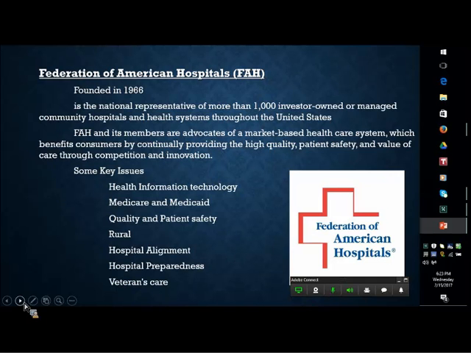It is the national representative of more than 1,000 investor-owned or managed community hospitals and health systems throughout the United States. Its members are advocates of a market-based healthcare system, which benefits consumers by providing the high-quality, patient safety, and value of care through competition and innovation. Some of their key issues are similar to the last one, but it's health information technology, Medicare and Medicaid quality and patient safety, rural hospitals, hospital alignment, hospital preparedness, and veterans care.